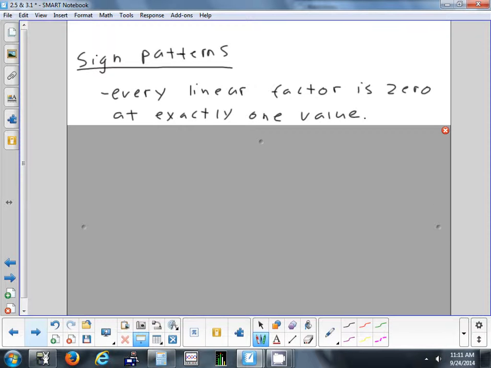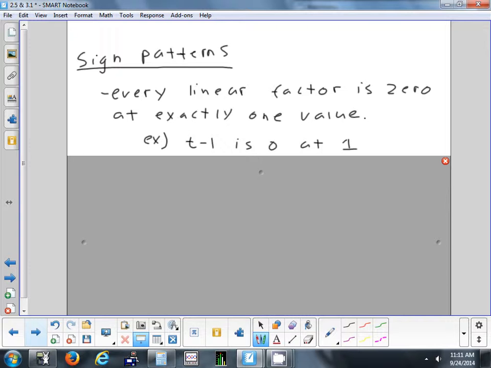Okay, so the idea of a sign pattern is that every linear factor, a factor that if you graph it, it's a straight line, so x plus 5, 2x minus 7, those are linear, is 0 for exactly one value of the variable.